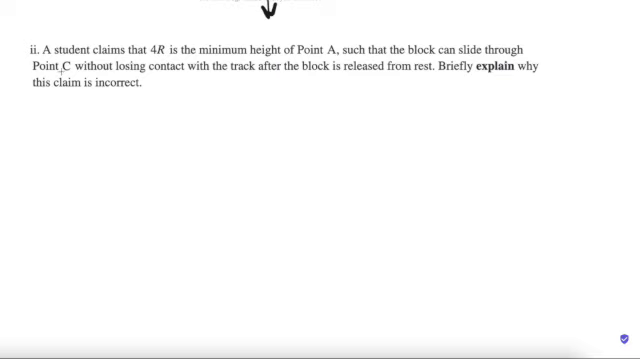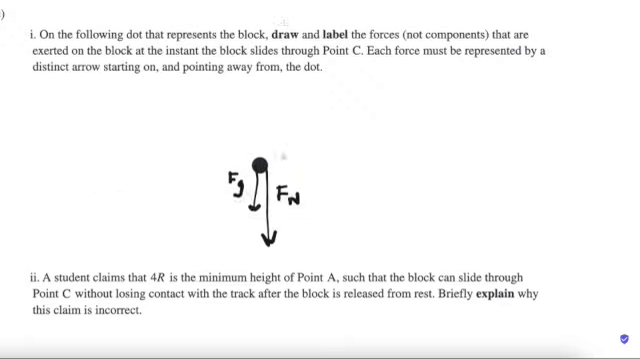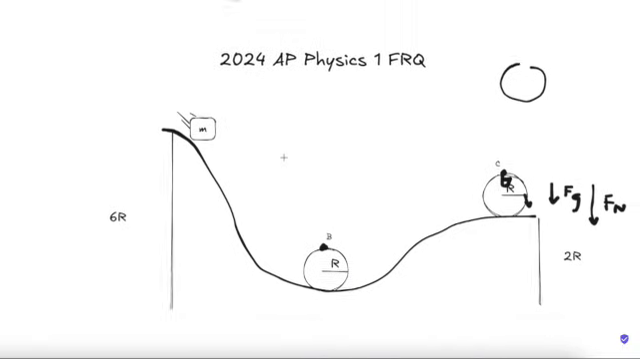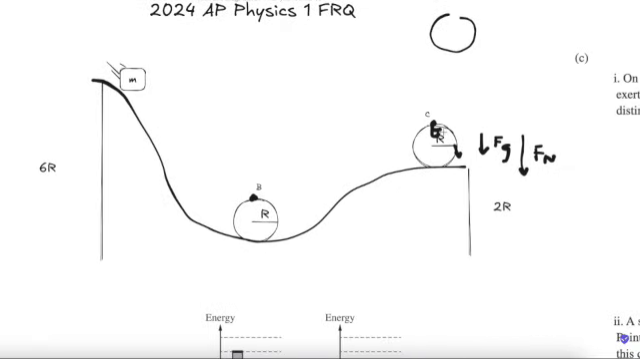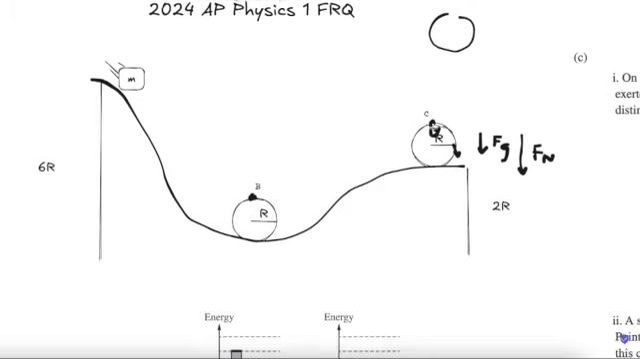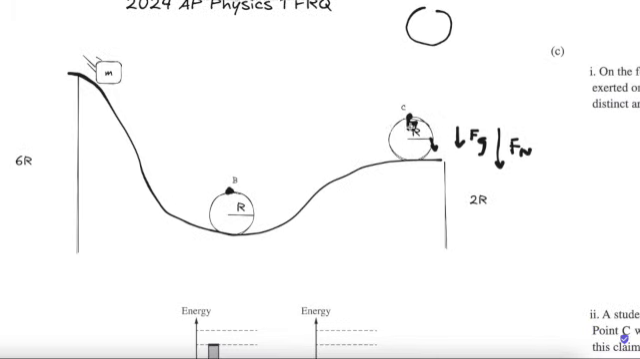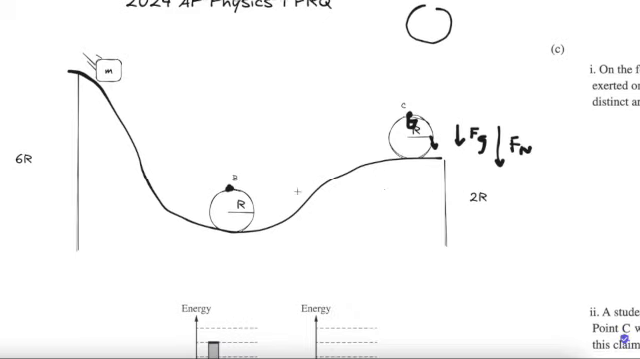So next question, part 2. A student claims that 4r is the minimum height of point A. And we just have to prove that this claim is incorrect from what I'm understanding. So let's see. 4r is the minimum height that the block can go without losing contact. So when does the block lose contact? That's when this block right here has a velocity of 0. That's when the block's really going to lose contact, right? So let's see, if this was not 6r, this was 4r, what would the situation be like?